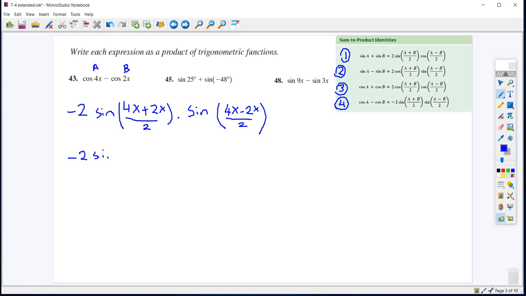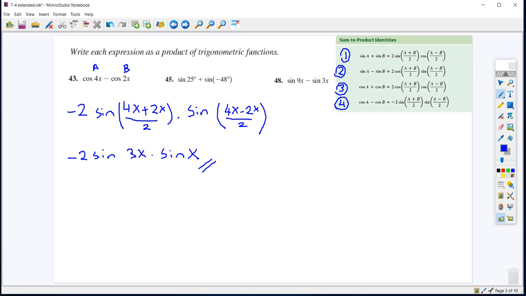Negative 2 sine 4x plus 2x is 6x, that's a 3x. And sine 4x minus 2x is 2x, divided by 2 is just x. That's it. That's the end of the question 43. Negative 2 times sine 3x times sine x. We used the fourth formula.